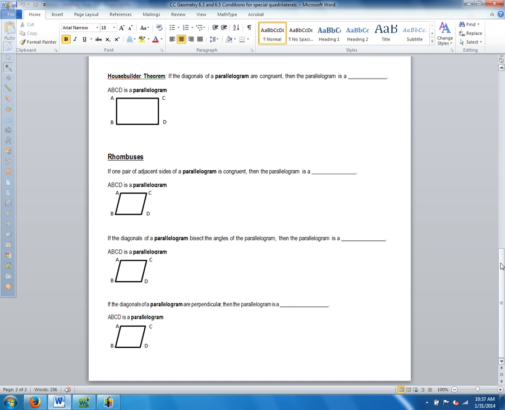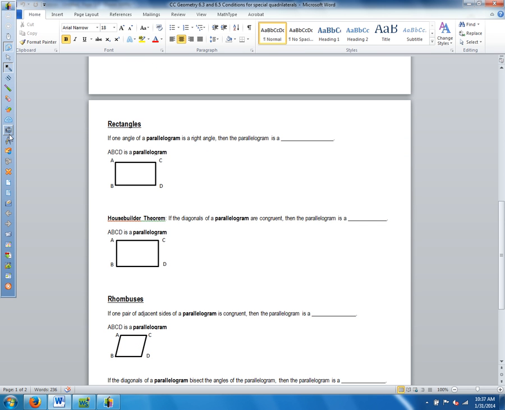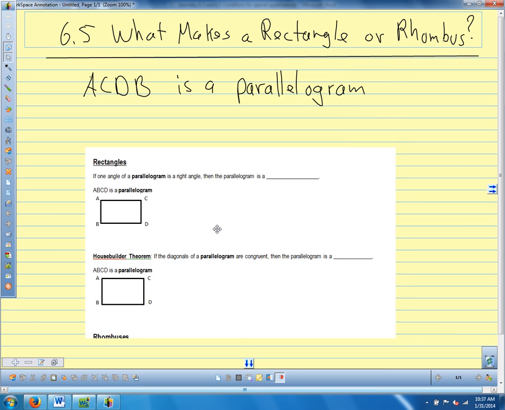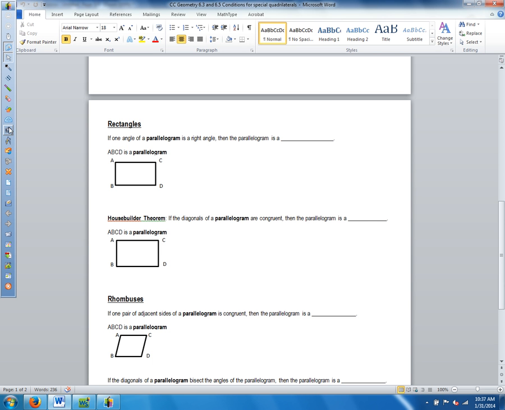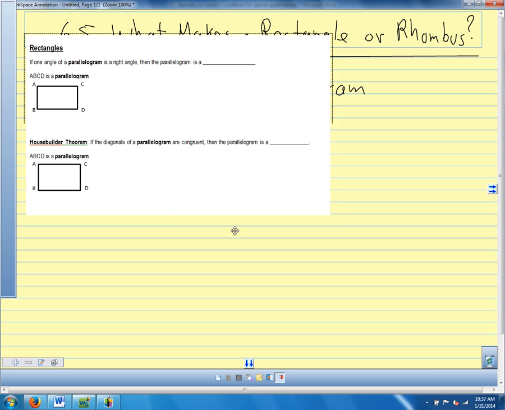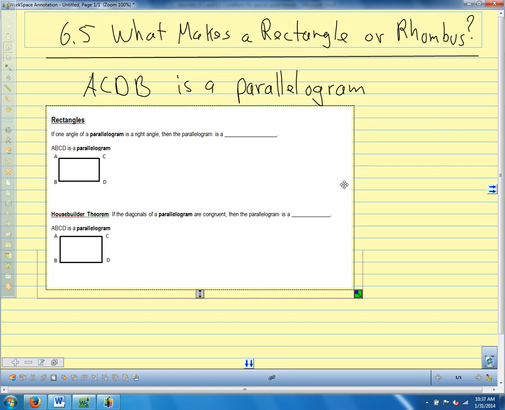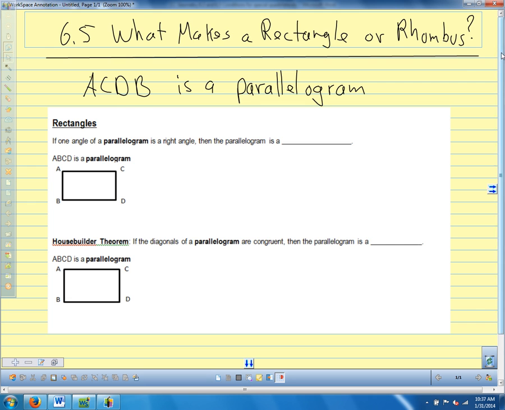So let me grab our first section here. Let me get a better one. There we go. So we're starting with a parallelogram. We know we have a parallelogram. We want to decide, do we have a rectangle? So that's what we're going to talk about today.